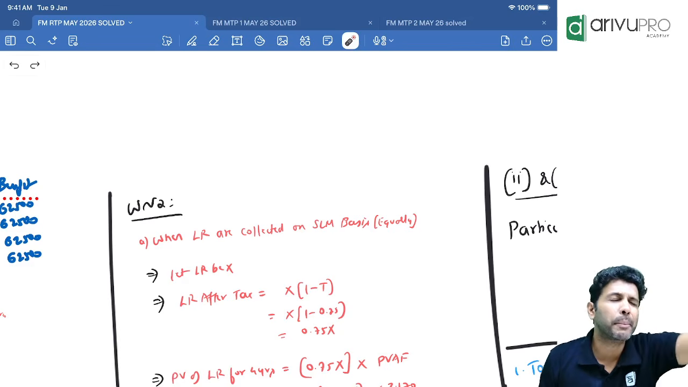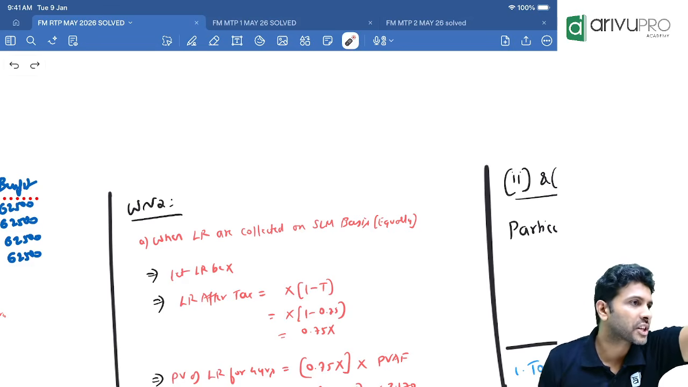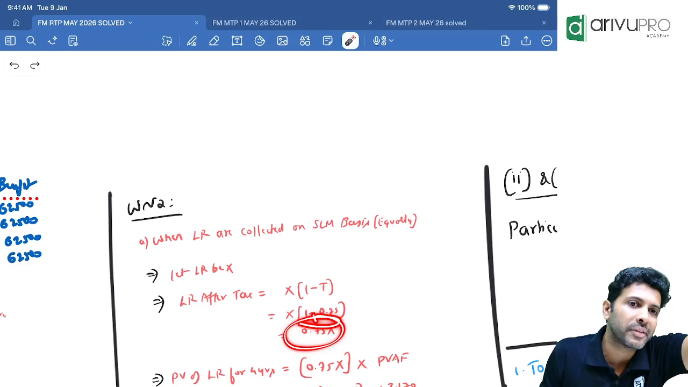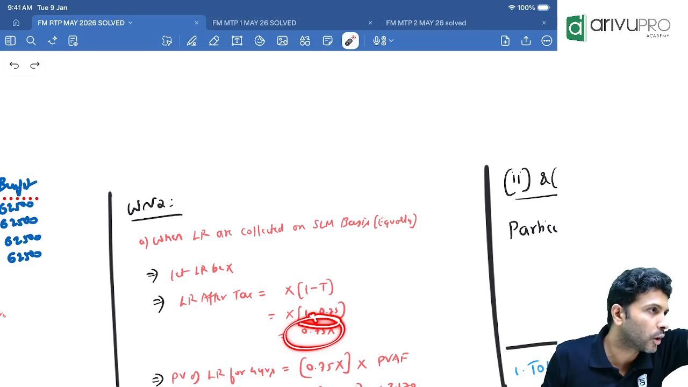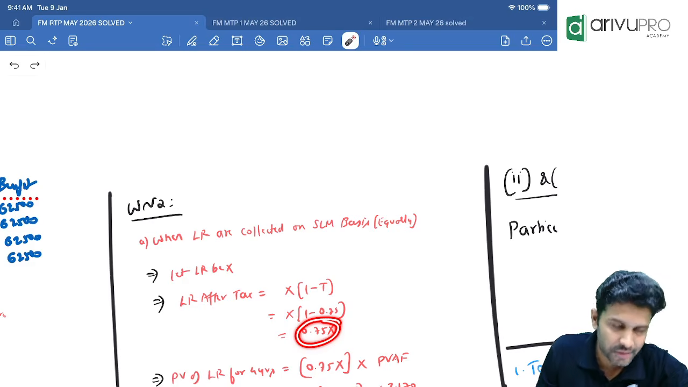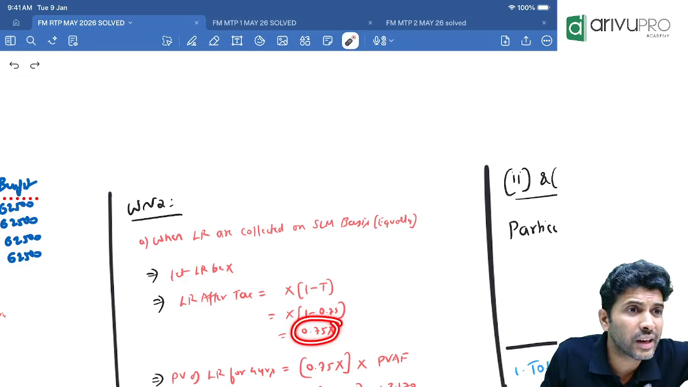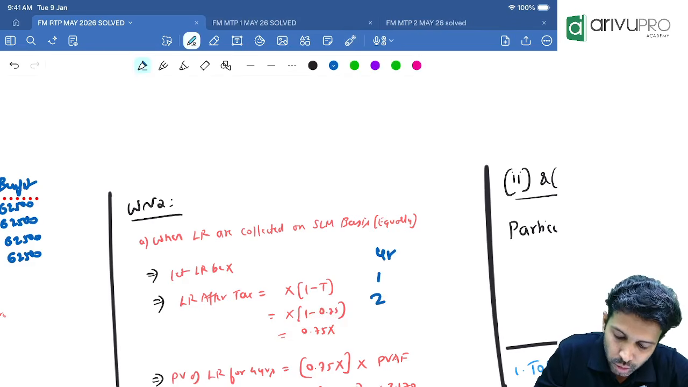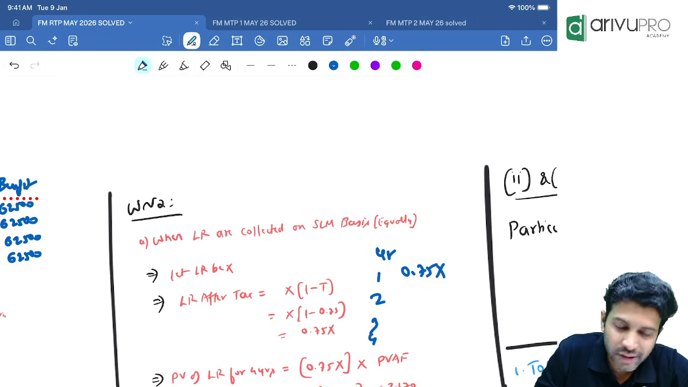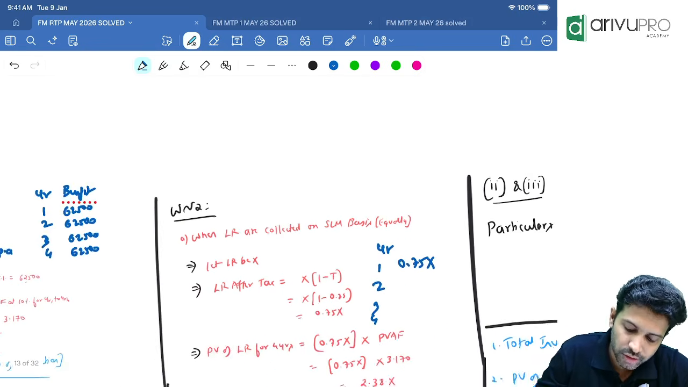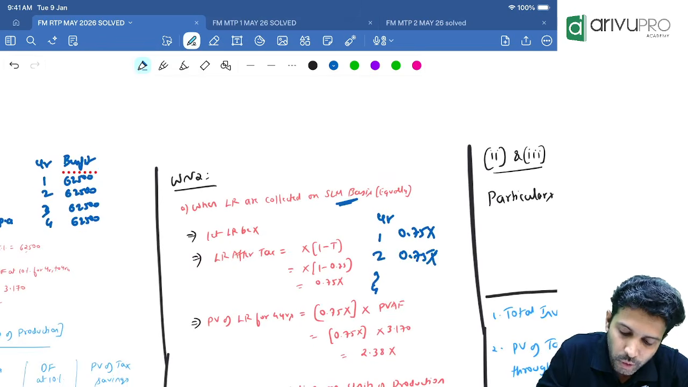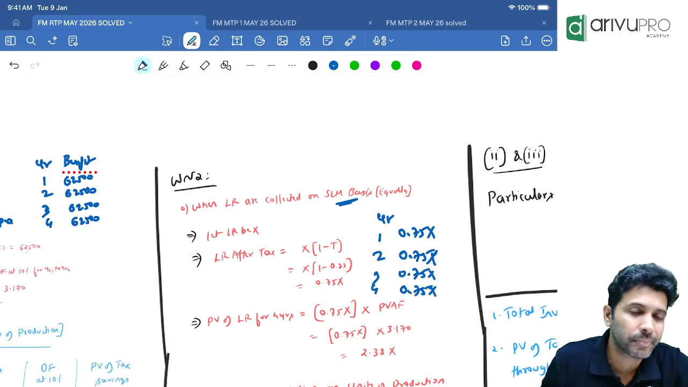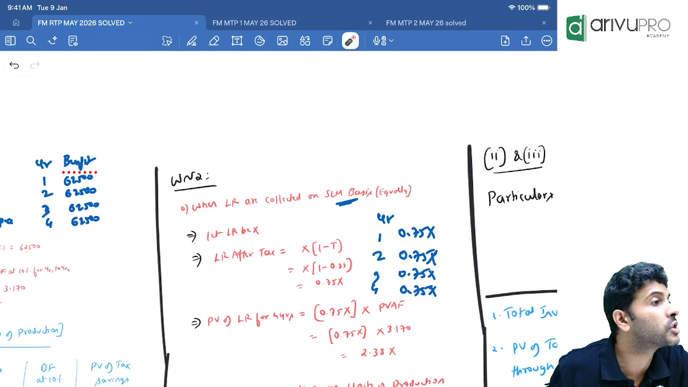Remember NPV. If you have your future cash inflows, how do you calculate NPV? Multiply by the discount factor and bring them to a present value platform. So year 1, 2, 3, 4: first year you will get 0.75X. Second year also the same number, because it is SLM. Third year also 0.75X. Fourth year also 0.75X.